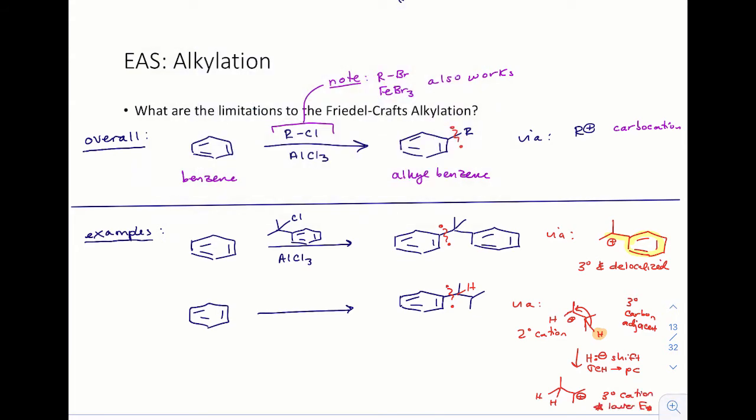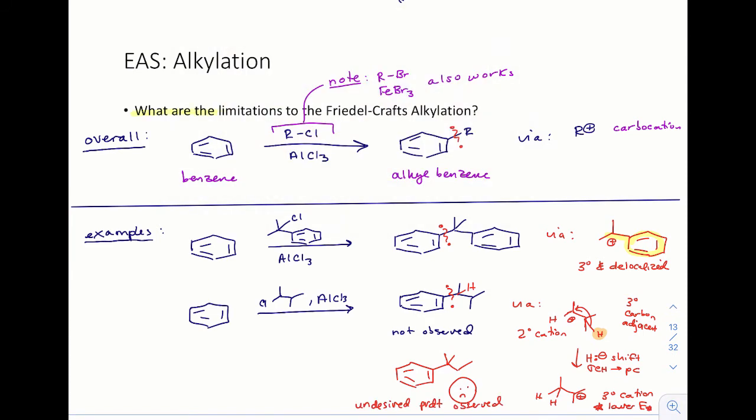So although we might propose treating benzene with this alkyl chloride and aluminum chloride, which will certainly generate this cation initially, the rearrangement will happen very quickly and the desired product will not be observed. Instead, the observed product will result from reaction of the tertiary cation. So we'll have an undesired product here.